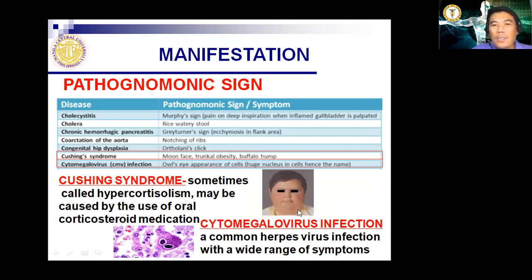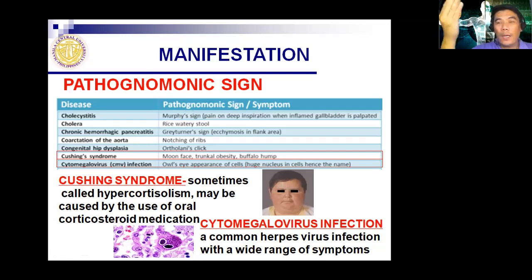Upon this slide, what you are seeing is the moon face brought about by Cushing syndrome. And for the cytomegalovirus, actually, the cytomegalovirus is a herpes virus infection. When there is a microscopic evaluation of the virus, you will be seeing an owl's eye appearance of the cell. That is cytomegalovirus infection. Okay, so let's have a review.